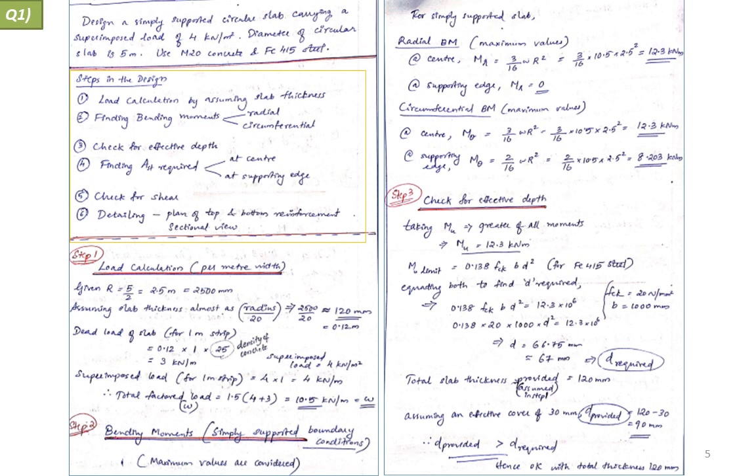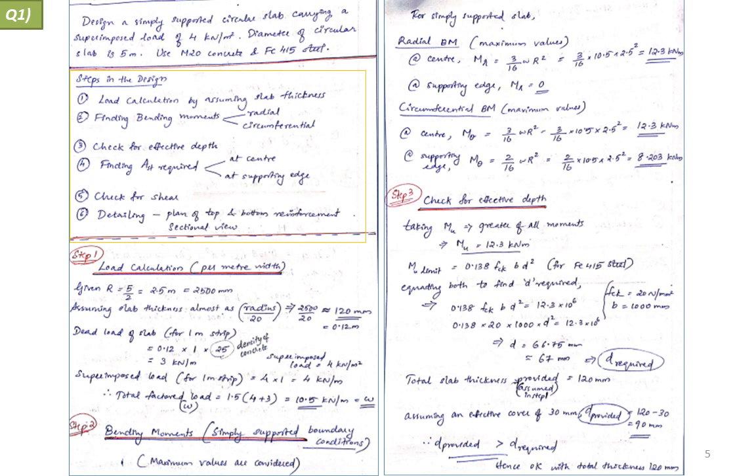Now the next step is check for effective depth. So we have assumed a thickness of 120 mm, and now if we deduct the effective cover, we have to see whether the effective depth d value is enough or not. So this is based on what? This depth should be enough to take the bending moment. So you have to take the Mu value as the greater of all moments. That means the greater value is 12.3 kN meter.